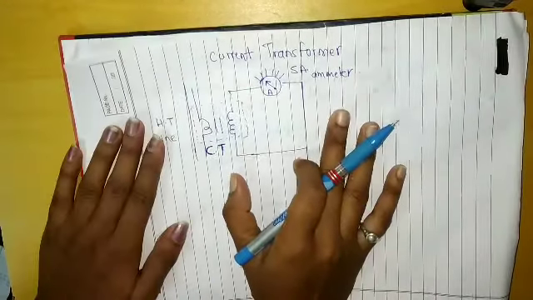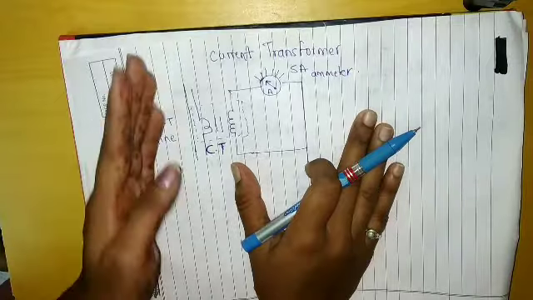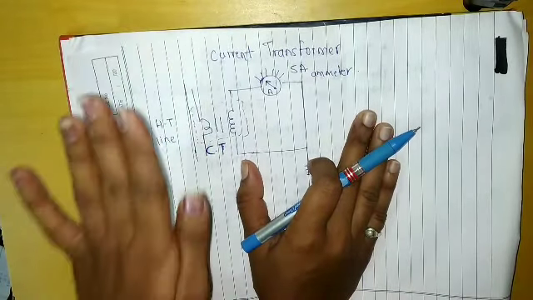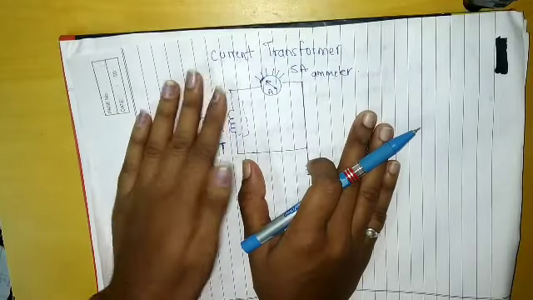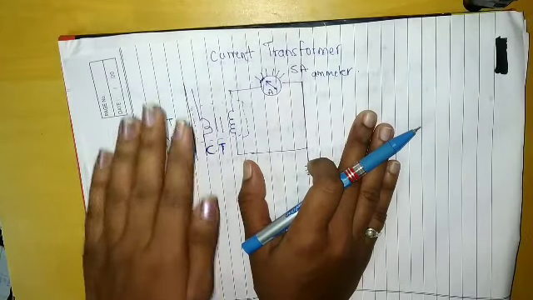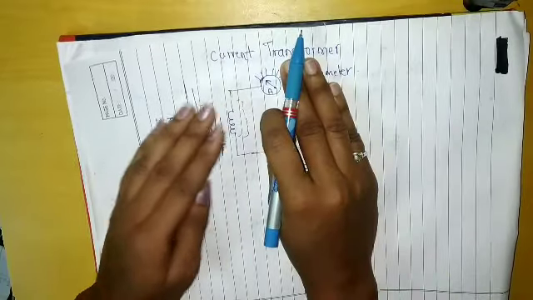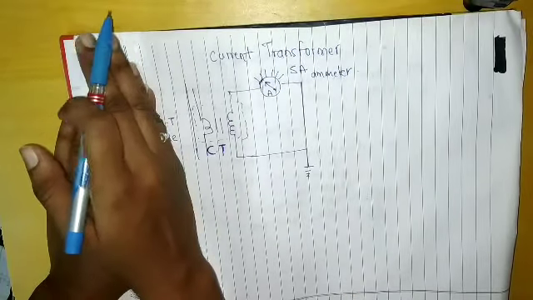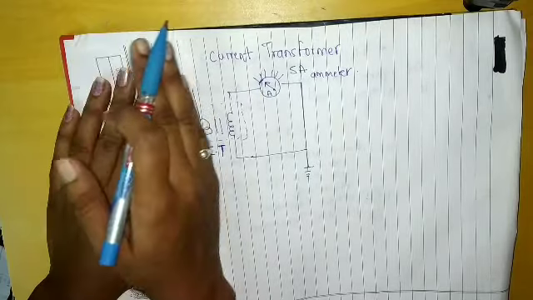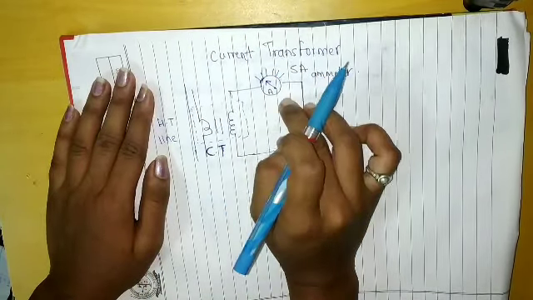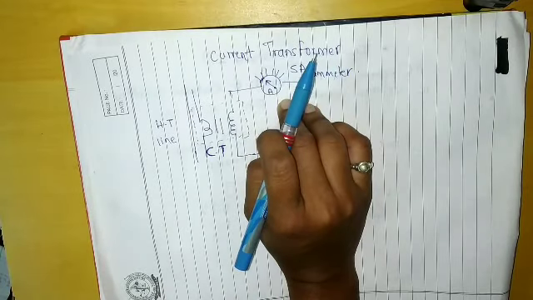So in a current transformer, what we have to do? We have to measure the high value of current, or high rated current, right? We have to measure the current here. So what we have to do? We have to reduce the current on the secondary side. So the primary side is connected to the system whose current we have to measure, and the secondary side we have to connect the ammeter so that we can measure the current.